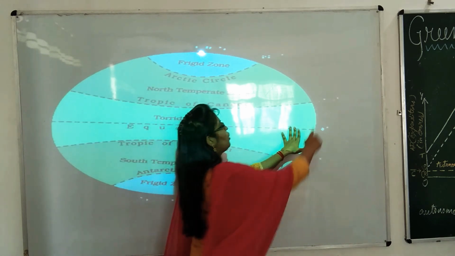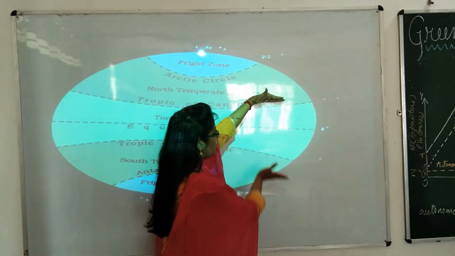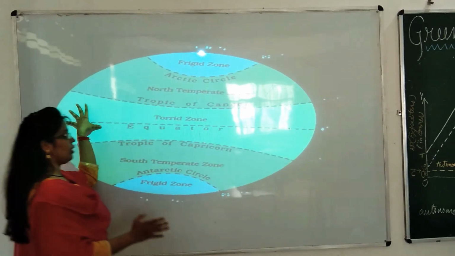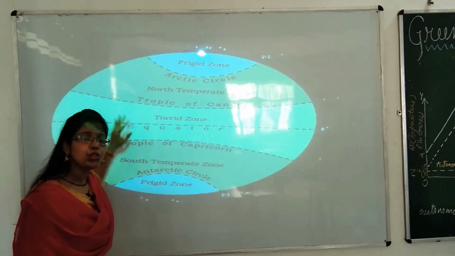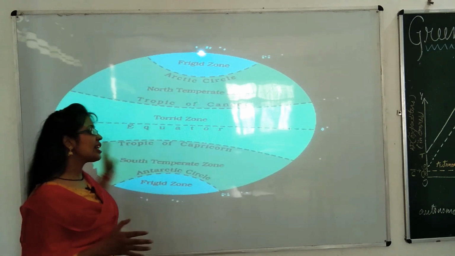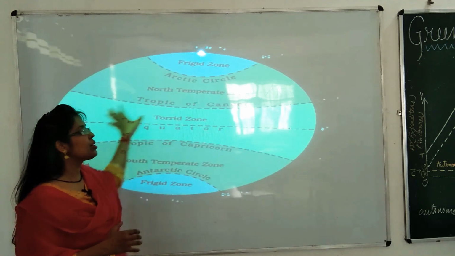So from the equator to this portion which you are seeing, this portion is what? Torrid zone. This is what? Torrid zone. Why torrid zone? Because sun rays are falling directly and this portion is heated much.